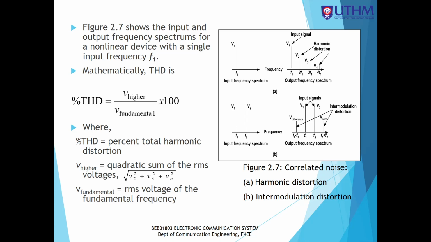So let's look at this picture A, for example. Harmonic distortion is based on picture A. We have a single input here, and through the nonlinear amplifications, through the nonlinear mixings, it will produce harmonics, which is V2, V3, and also V4, which is located at 2F1, 3F1, and 4F1 locations.